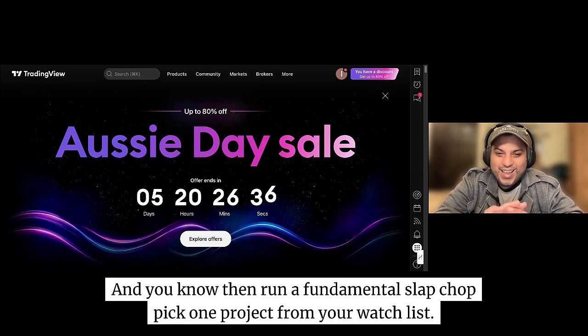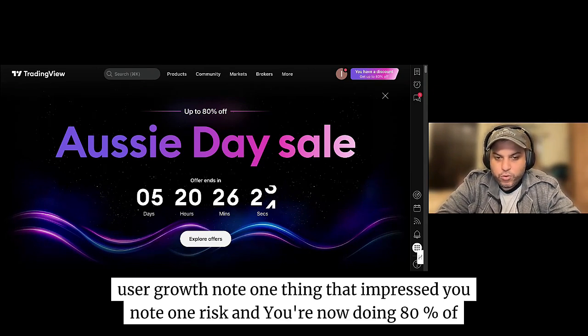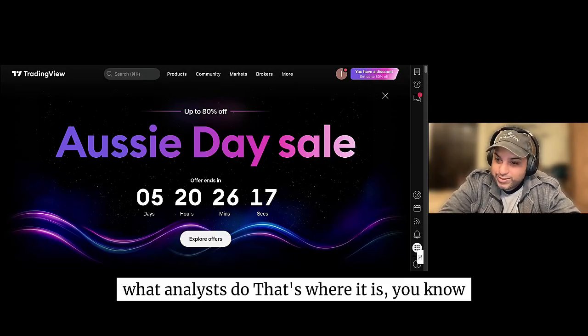Okay, and then run a fundamental snapshot. Pick one project from your watch list. Okay, let's say you picked Ondo, and then check its revenue, check its user growth. Note one thing that impressed you. Note one risk, and you're now doing 80% of what analysts do. That's where it is. Keep it simple, guys.